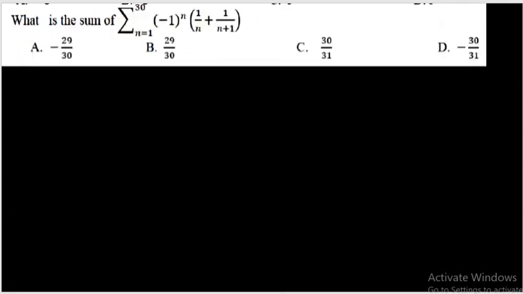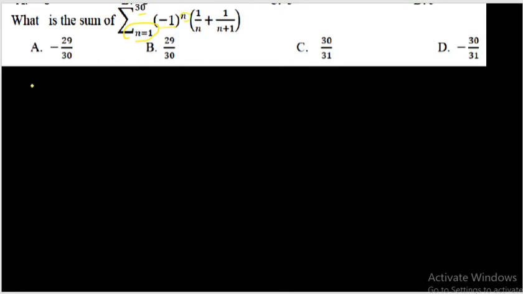The next question, what is the sum of the summation from 1 to 30, negative 1 to the power of n, in bracket 1 over n plus 1 over n plus 1. This is also a type of telescoping sequence. Some kind of cancellation will appear because of negative 1 to the power of n. So what to do? Let us try to write some of the terms. It says from 1 to 30. So let us insert 1 in place of n. When you insert 1, negative 1 to the power of 1, since the exponent is odd, it will be negative.